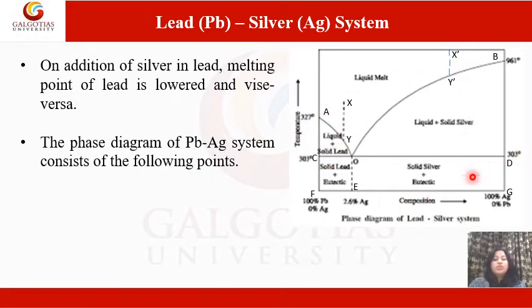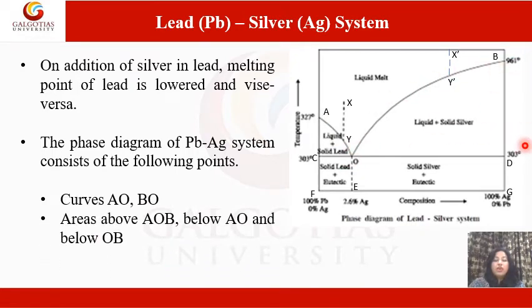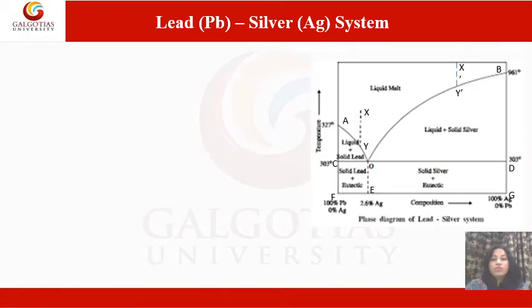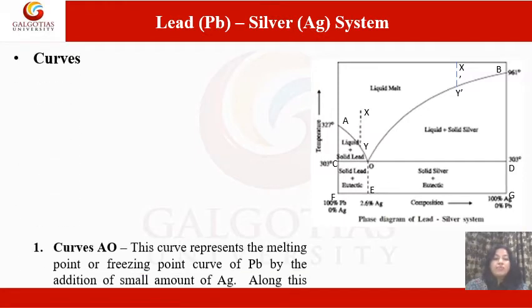The phase diagram of the lead-silver system consists of the following points. Number 1, curve AO and BO. Areas above AOB, this one, below AO, this one, and below OB, this one. Eutectic point O. Now, let us discuss first curves.